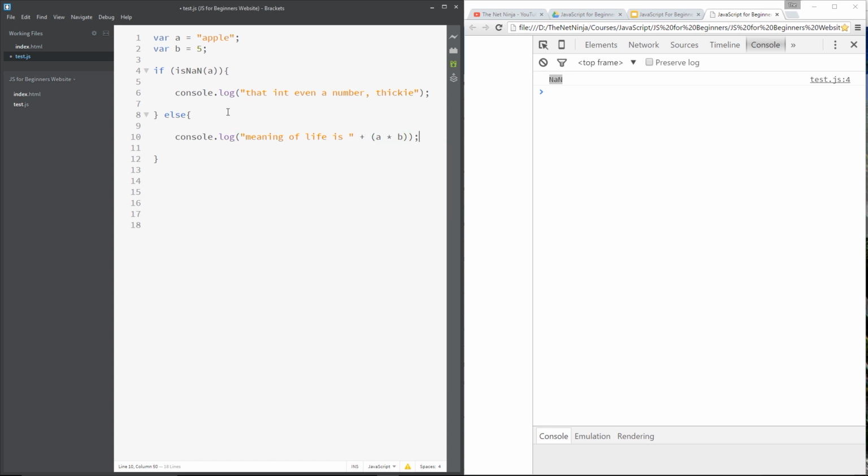All right, so let's look through this again. What we're saying is we've got these two variables. One of them is a string, it's not a number, and the other one is a number here. We're checking here, is A not a number? Well, it's not a number, so this is going to return true. So therefore, we're going to log this to the console. That ain't even a number. And we spelled that wrong. That ain't even a number, thicky. However, if this was a number, if this was 5, then this would return false. And we'd go down here to the else statement, and we'd say the meaning of life is A times B.